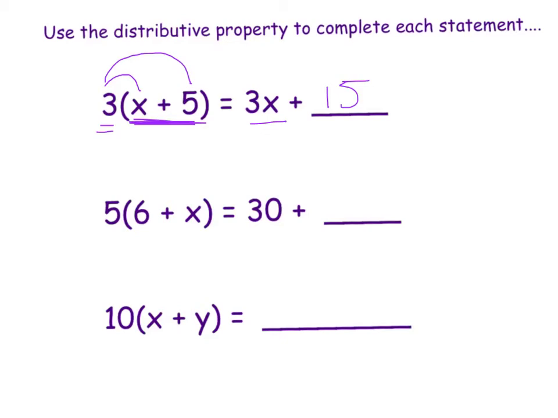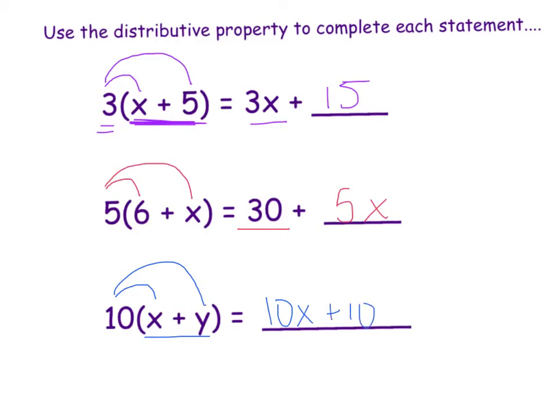Here we have our sum multiplied by 5. So you can do 5 times 6 to get 30, and then 5 times x to get 5x. Here we have our sum multiplied by 10. So 10 times x is 10x. 10 times y is 10y.